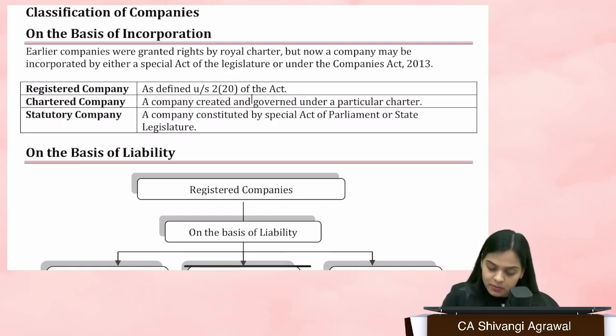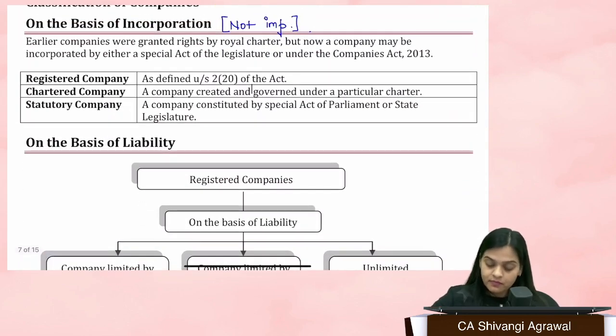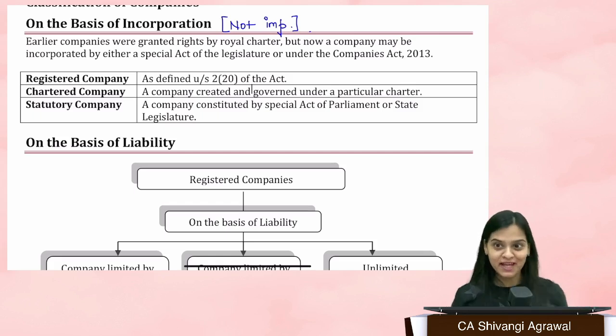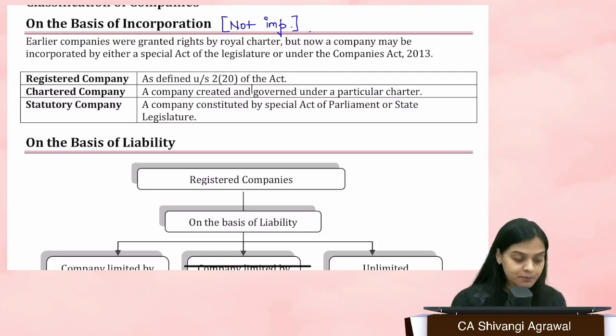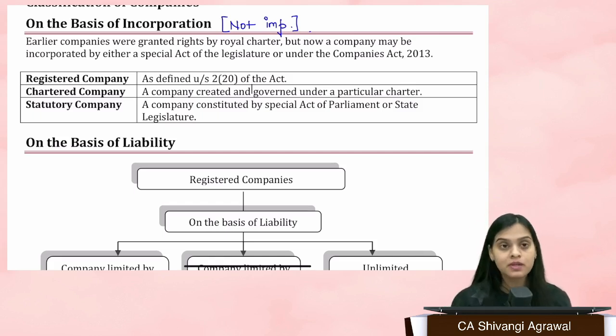Fine. So this one on the basis of incorporation, right over here, not important. Okay, not important. What is a registered company? Which is registered under Companies Act. We have read. Okay. What is a chartered company? Chartered company is something which does not exist as of now. See, there were like East India Company. It was formed by the order of a king. That is how you can presume it to be, right? So this is something which is not relevant as on date.